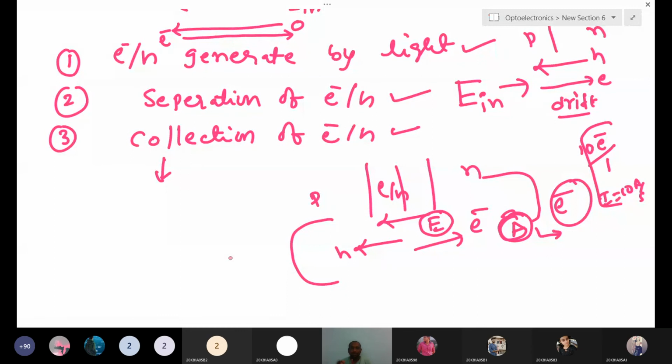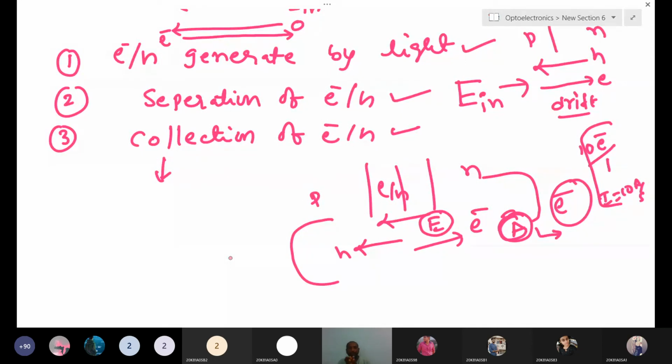The same principle: generation of electron holes by light, and separation of electron holes by the internal electric field by connecting in reverse bias condition, by applying reverse bias voltage. After separation of these charge carriers, we will collect electrons and holes using an ammeter. This is the simple working of a photodiode. It is very simple.